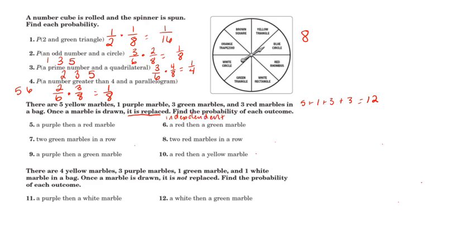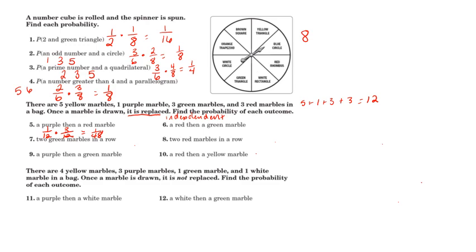All right. How about a purple and then a red? So 1 out of the 12 is purple times, how many are red? 3 out of 12. Notice I don't have to change the denominator of the second one like I did in the examples we did at first, because these are independent because it is replaced. I'm putting it back in the bag. All right, so that's 4 out of 144. So that's 1 out of 48.